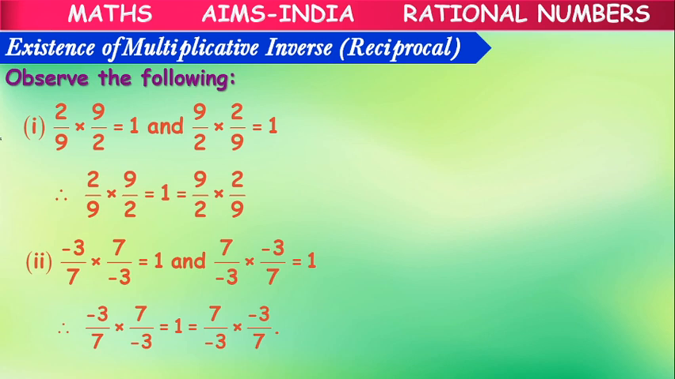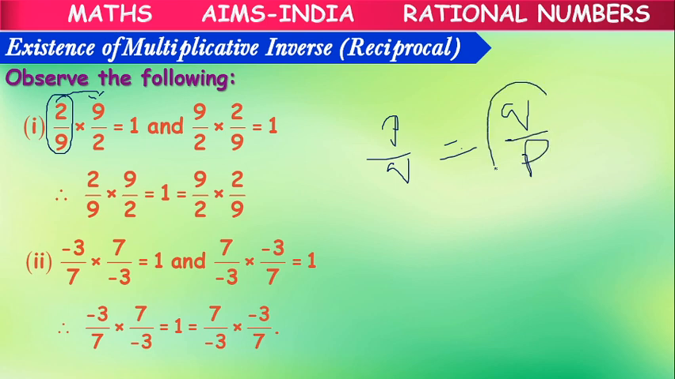So now see one more thing. Here what I have, 2 by 9 I have. Now I am taking reciprocal of 2 by 9. What is reciprocal? P by Q is there. Doing it reverse. Denominator becoming numerator, numerator becoming denominator. Like that we are writing means it is called reciprocal or reverse.